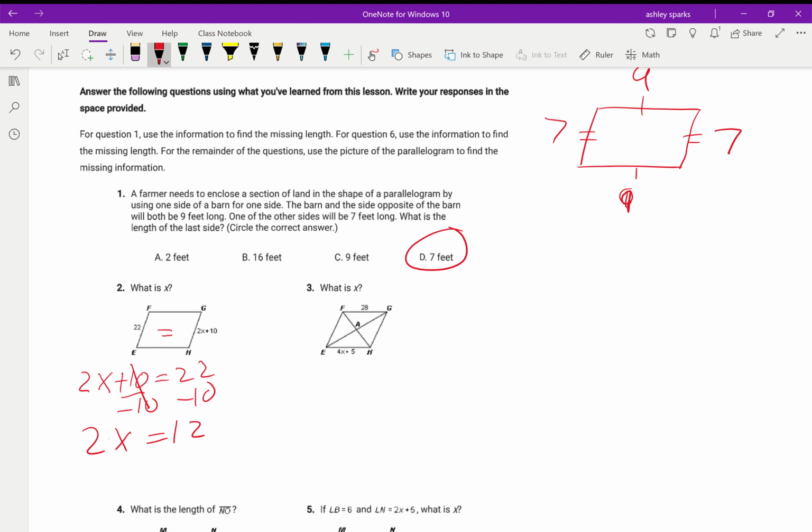Last step, when you write a 2 next to your x, that's multiplication, so the opposite is division, so x would equal 6 here. This question just asked about the length of x, so I don't need to do any more work.